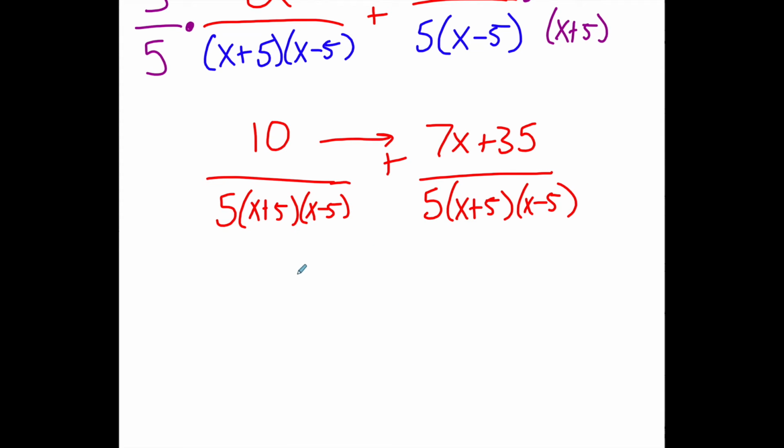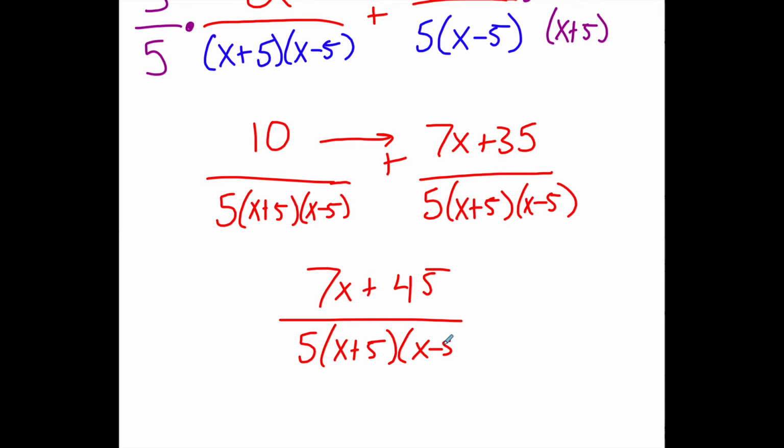And now I add across the top. So I've got no x's plus 7x's, 10 plus 35. Over 5 times x plus 5 times x minus 5.